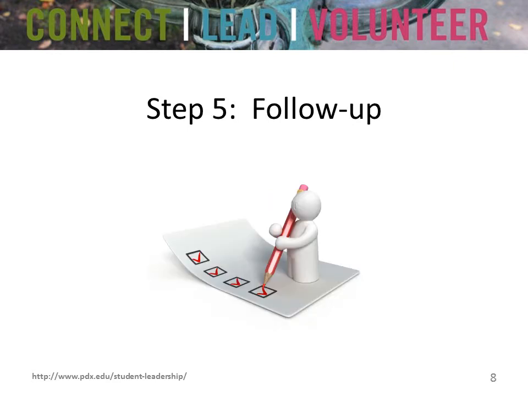Step 5, Follow-up. Follow-up and confirmation is also an important step in event planning. You should make sure to build it into your backwards timeline and to remember to keep in touch with all the people and services that are helping to make your event successful. That includes any contractors, performers, caterers, the venue, equipment, and your SELP advisor.